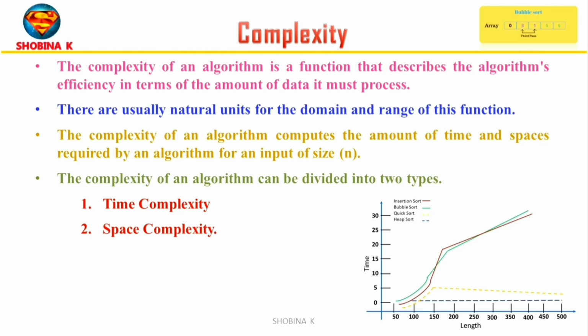So the complexity of an algorithm computes the amount of time and space required by an algorithm for an input of size n. And it can be divided into two types, that is time complexity and space complexity. The time complexity of an algorithm describes the amount of time an algorithm takes to run in terms of characteristics of input. In other words, the time complexity is an approximation of the total number of elementary operations executed throughout the program. The elementary operations include arithmetic or bitwise instructions, memory referencing, control flow, etc. And these elementary operations take a fixed amount of time to perform.